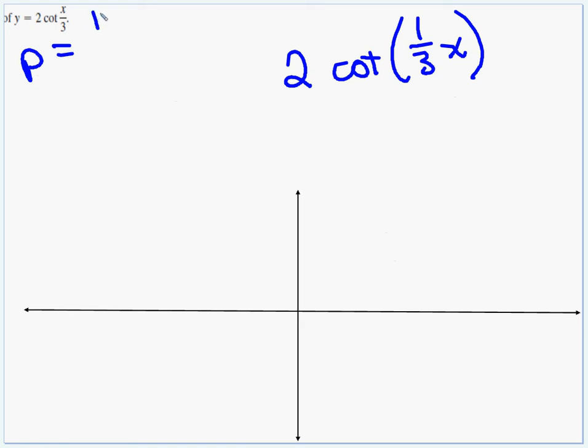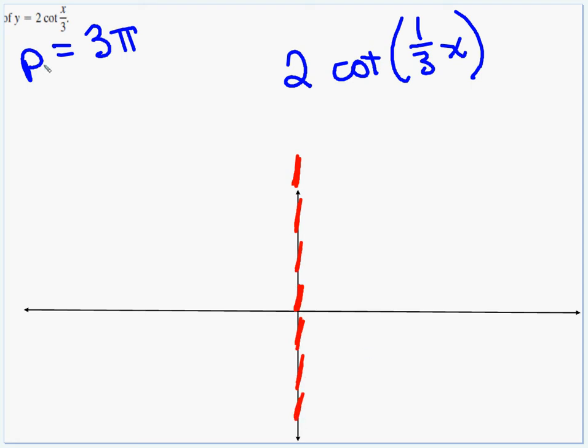Period is pi divided by the number in front of x, and that is a 1/3. Bring that 1/3 up, flip it, and multiply. Our period is 3 pi. So the period is 3 pi. That's going to make this one pretty easy. Our first vertical asymptote is the y-axis.